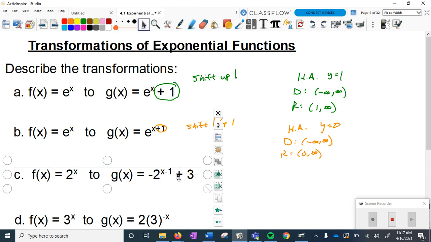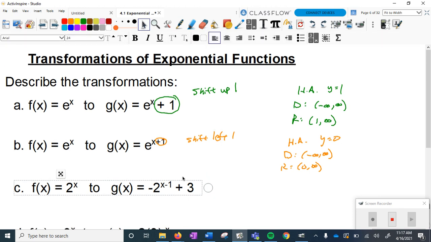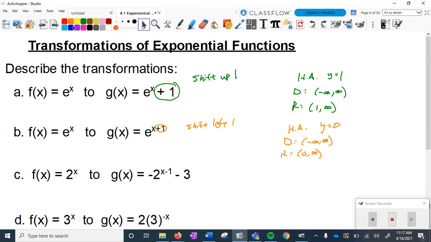Let's change this here. Let's change it to minus, just for fun. Let's get out of the exponent that way and do a minus. There we go. All right, so next one. Notice that I started with 2 to the x, and now I've got 3 different transformations. Now I've got a negative in front. I've got a -1 happening up in the exponent, and I've got a -3 happening at the end. So I've got to describe 3 changes.